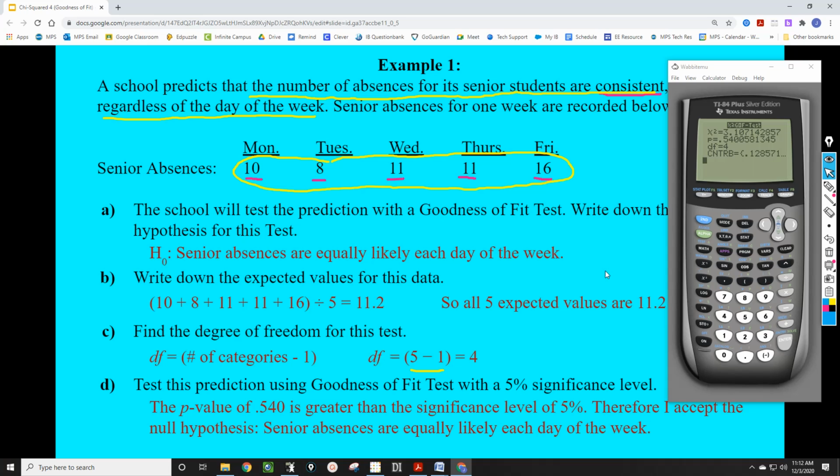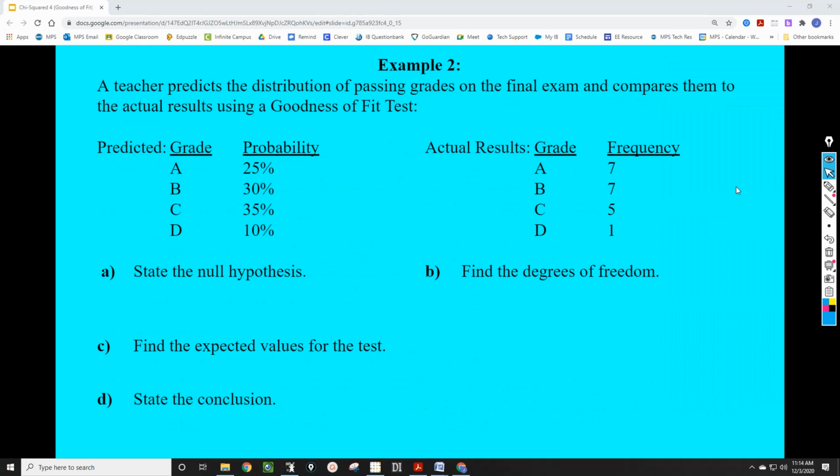Senior absences are equally likely each day of the week. All right, looking at example 2. In this case, a teacher predicts the distribution of passing grades on the final exam and compares them to the actual results using a goodness of fit test.